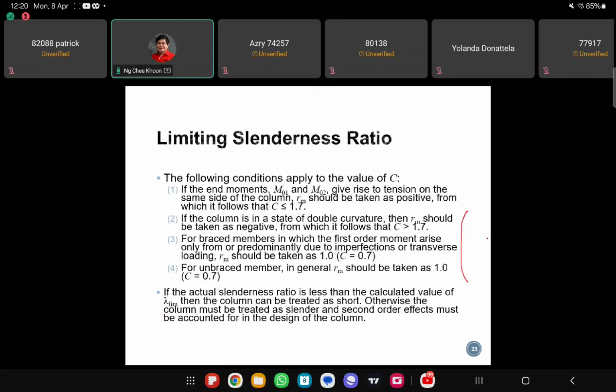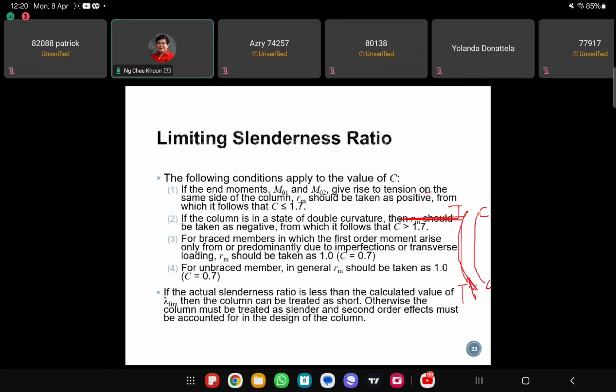So if your column bends like this, okay, so this side will be in tension. This side will be in compression, right? So at the bottom end here also, tension is on this side, compression is on this side, right? So this is what it means by give rise to tension on the same side of the column, right?